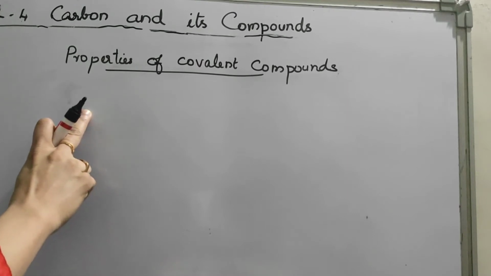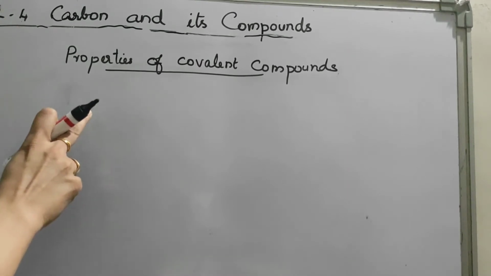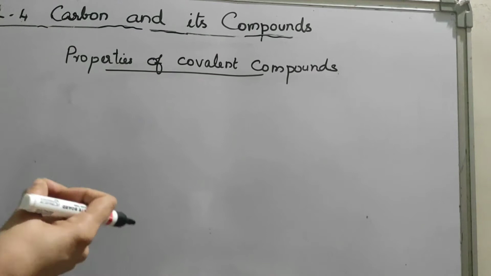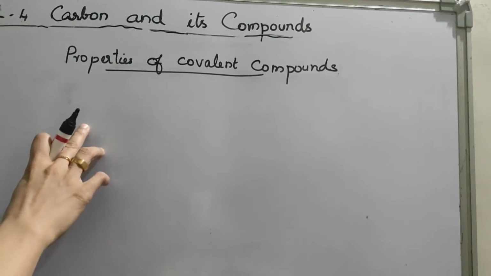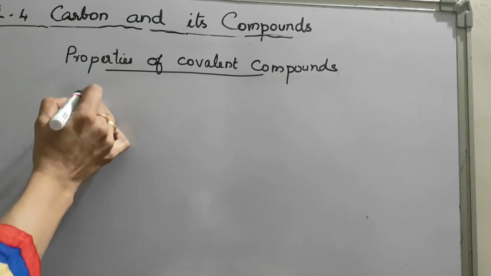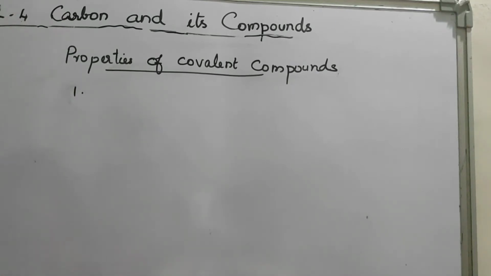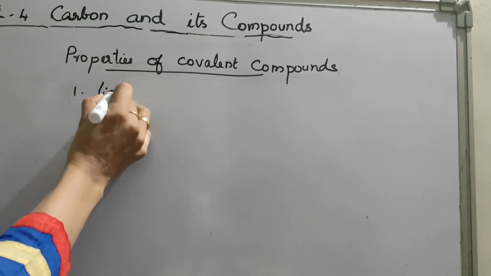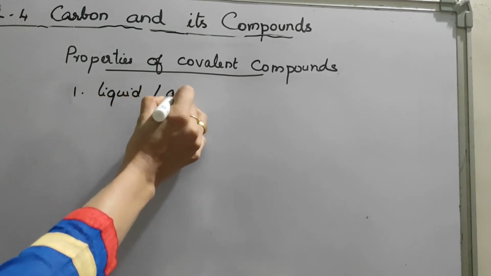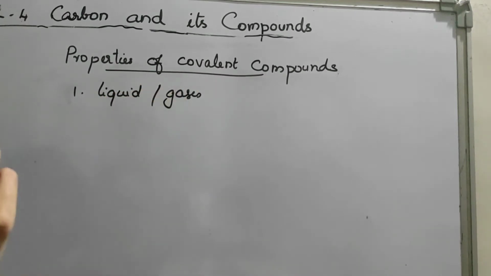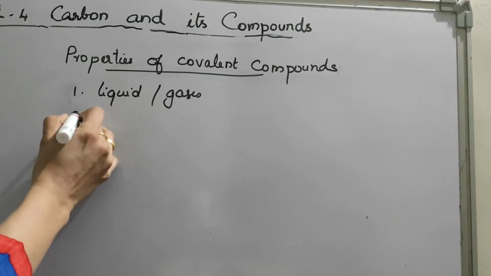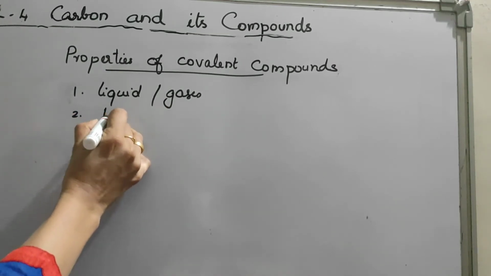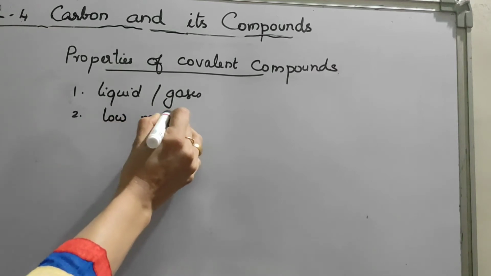We already studied in the last class the introduction part, the versatile nature of carbon, and allotropes of carbon. Now we are going to study the properties of covalent compounds. The first property: covalent compounds are usually liquids or gases. Only some of them are solids. And the second property: covalent compounds usually have low melting points and boiling points.